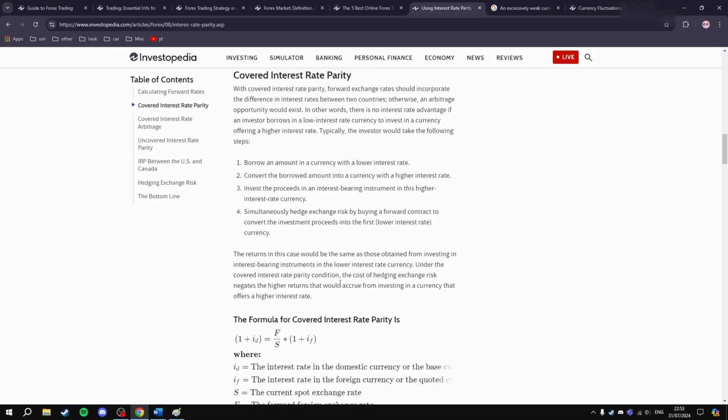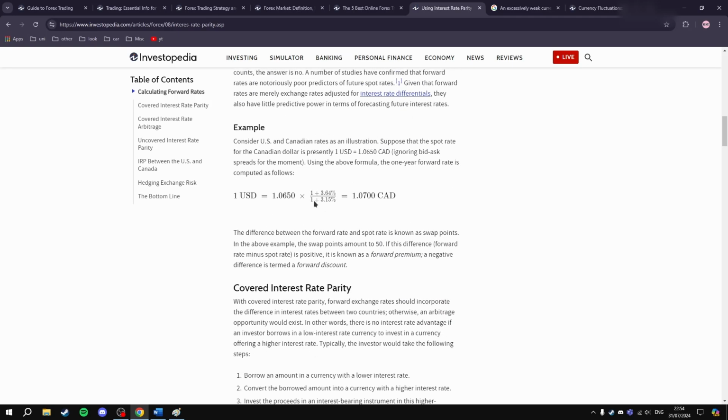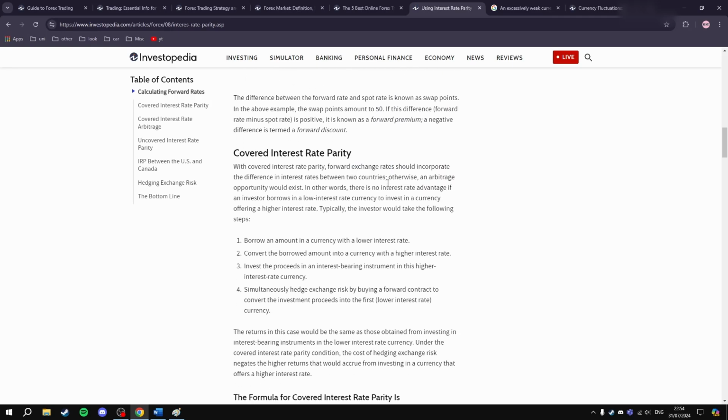With covered interest rate parity, forward exchange rates should incorporate the difference in interest rates between two countries. Otherwise, an arbitrage opportunity would exist. In other words, there's no interest rate advantage if an investor borrows in a low interest rate currency to invest in a currency offering a high interest rate.